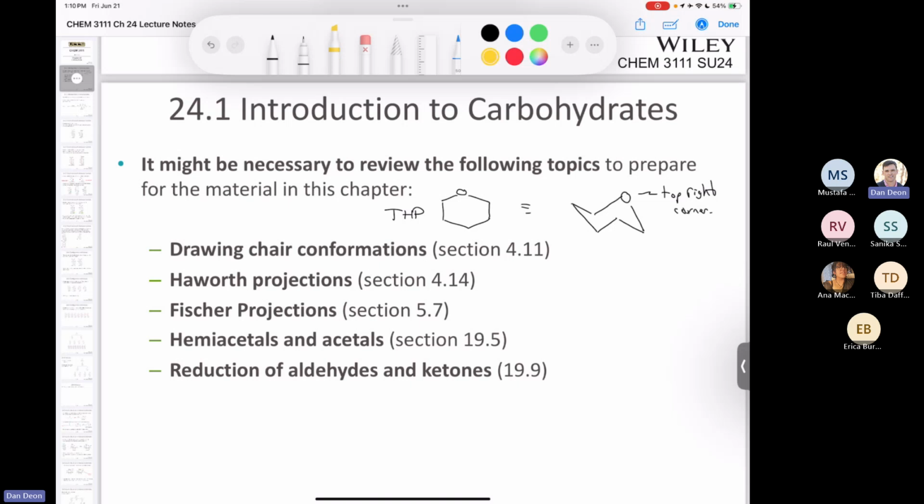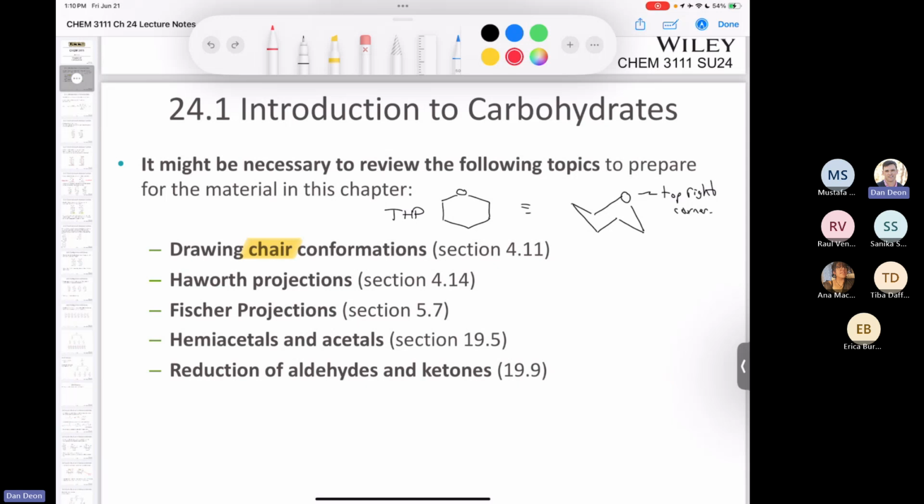The first one deals with drawing chair conformations. And everybody who's hearing the sound of my voice knows what cyclohexane is. So if I draw a cyclohexane, it looks like this. You all know how to draw the chair form of cyclohexane, and you know how to draw both chair conformations. Anyhow, if I put an oxygen in the ring of a cyclohexane, I get this molecule here, and this is called tetrahydropyran. We use the acronym THP for short.